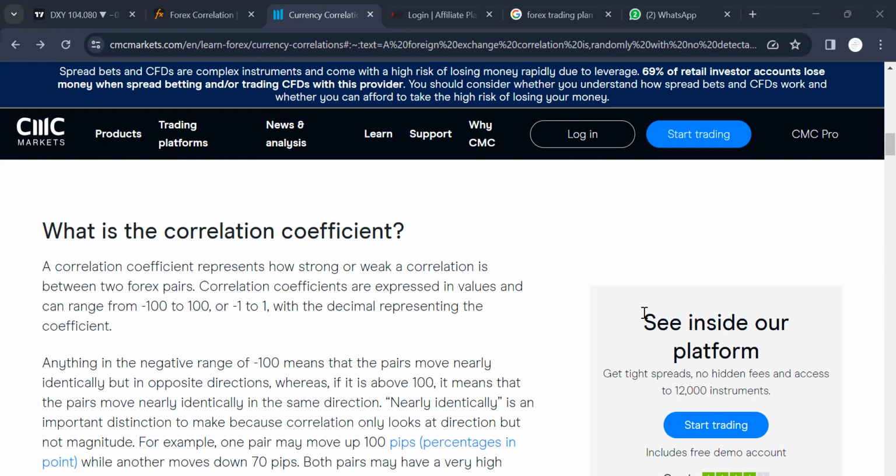For instance, the EU and GU that I'm trading are positively correlated, but there could be another two pairs that are stronger in their correlation than the EU and the GU. So that's what we are talking about. We have the magnitude. Some are stronger than the others.